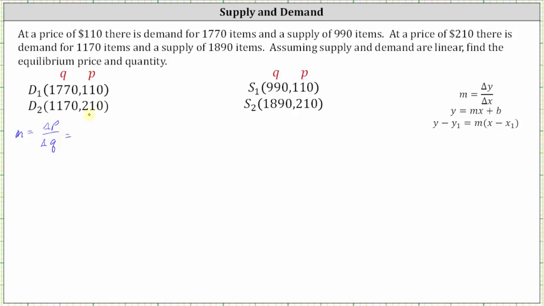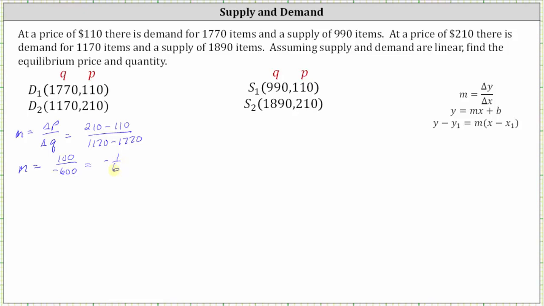The change in price is equal to 210 minus 110. The change in the quantity is 1,170 minus 1,770. Simplifying, we have the slope m is equal to 100 divided by negative 600, which simplifies to negative 1/6.